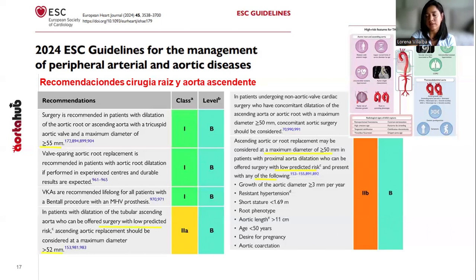Let's say, if the aorta measures more than 11 millimeters. If there is a desire for pregnancy in women, or if there is a coarctation of the aorta. In these patients, surgical treatment might also be considered for smaller diameters, based on an indication 2B.